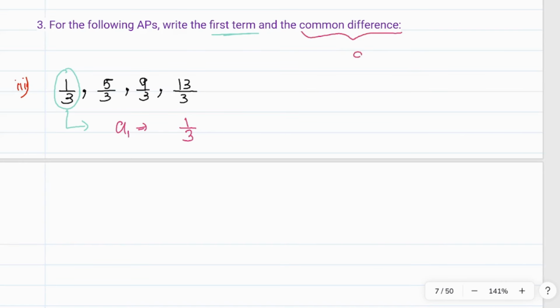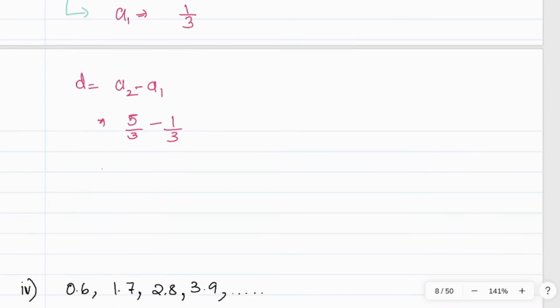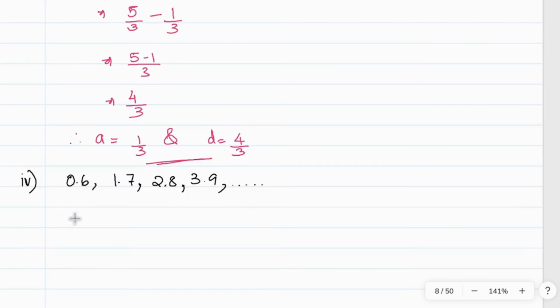Now we need to find the common difference, which is denoted by D. D equals A2 minus A1, which is 5 by 3 minus 1 by 3, which is 5 minus 1, the whole divided by 3, equal to 4 by 3. Therefore, A equals 1 by 3 and D equals 4 by 3. Clear? Now let's do the next one. Here A equals 0.6.